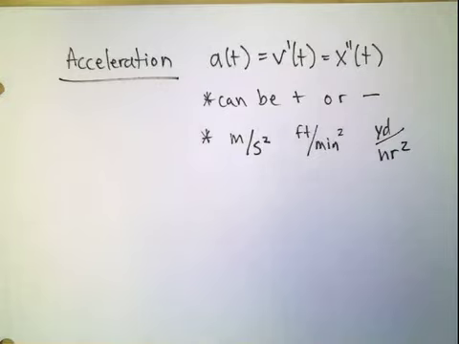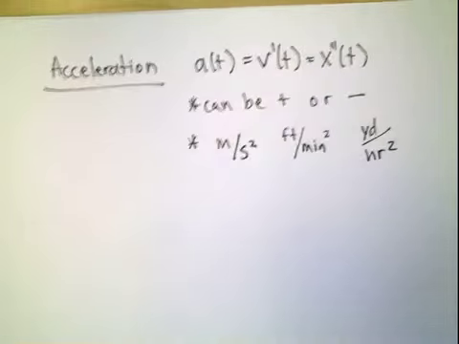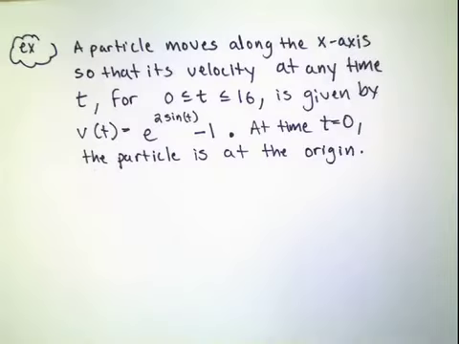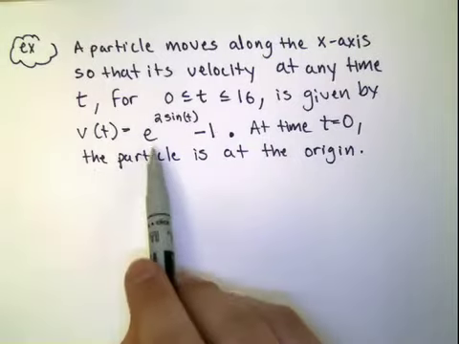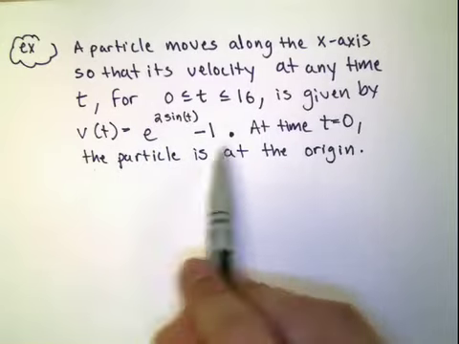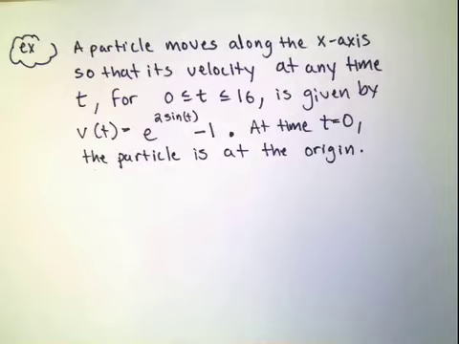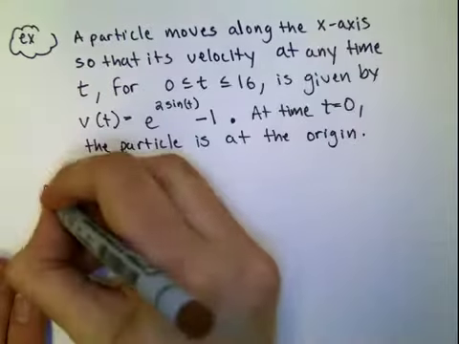I think we're ready to jump in and look at an old AP question. So let's do a problem. Here's our example. A particle moves along the x-axis so that its velocity at any time t for 0 ≤ t ≤ 16 is given by v of t equals e to the 2 sine of t, minus 1. At time 0, the particle is at the origin. This is the introduction to the problem. So you might pause the video and write this down, but we're going to jump into the questions.